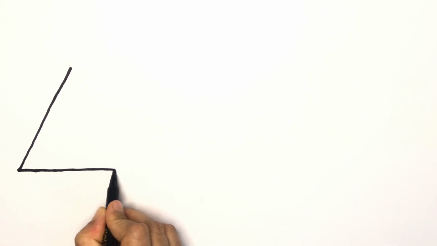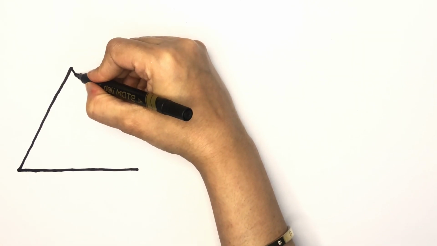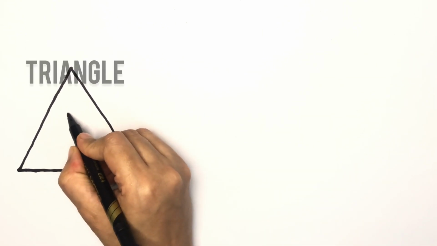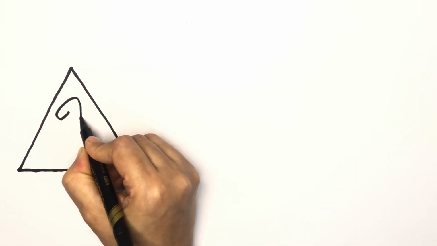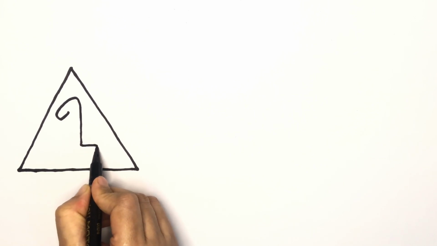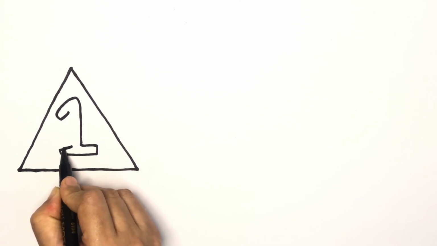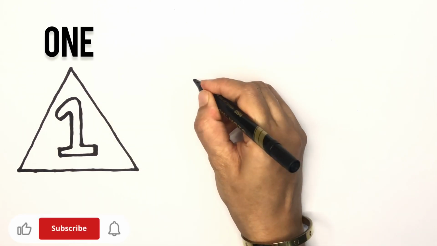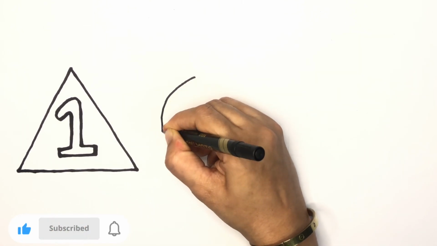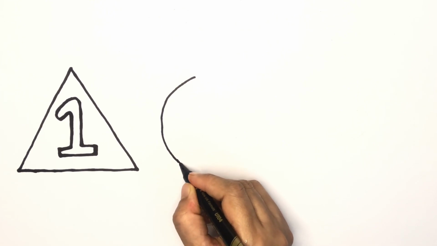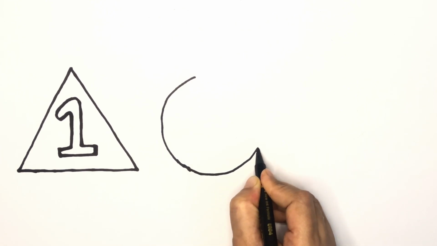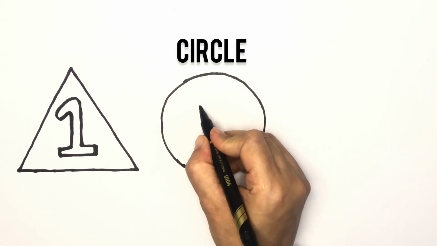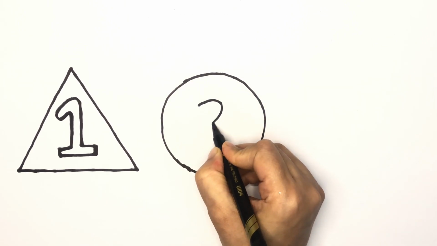Let's paint together. First I am drawing a triangle. Let's draw number 1 in it. Now I am drawing a circle. Let's draw number 2 in it.